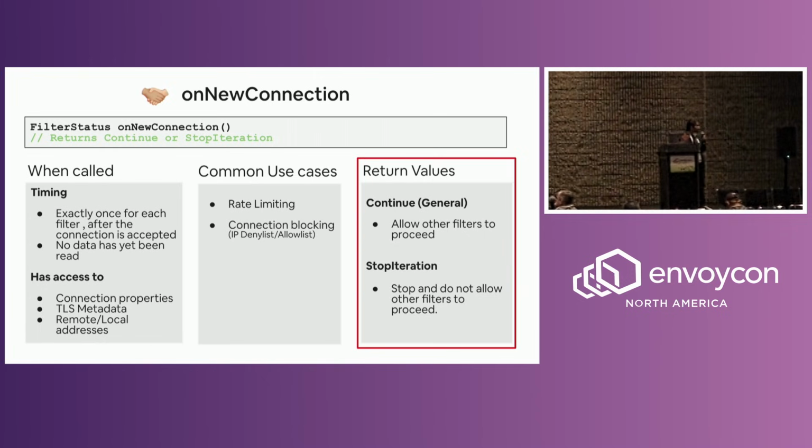This is the more general case you will find in the network filters. And the next return value is the stop iteration. This value is really important to understand. When a filter returns stop iteration, it means to say, hey, I need some more data, or I need something else to happen on the connection to complete my work. So I don't want other filters to look at it. So stop the iteration right now. And we will look at these values in more detail in the example section.